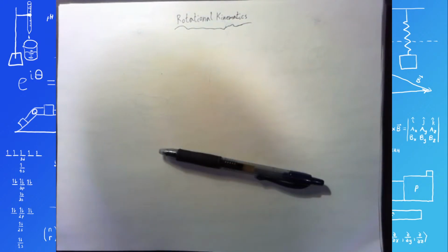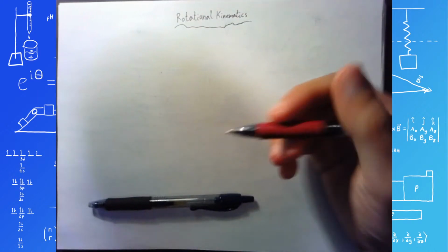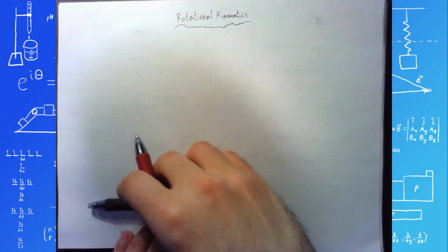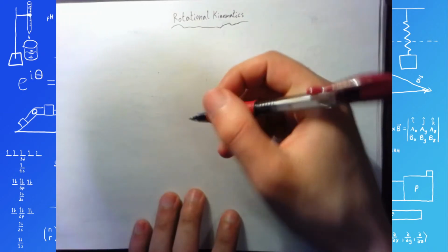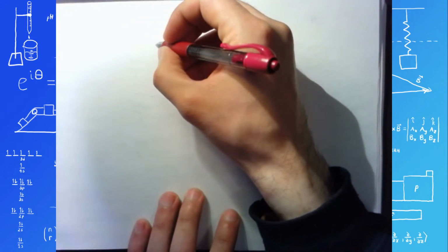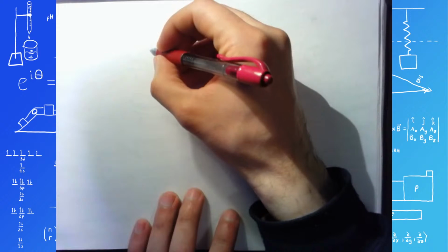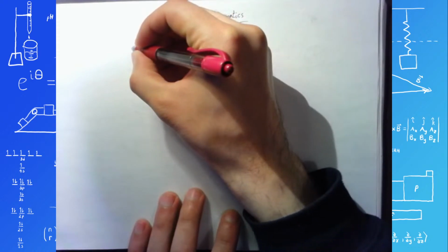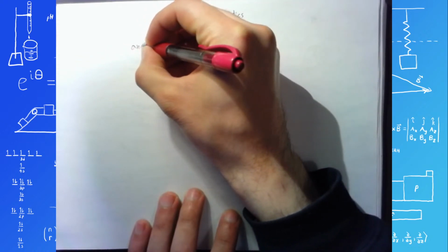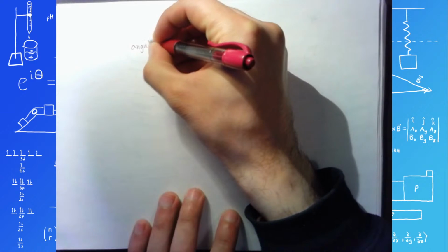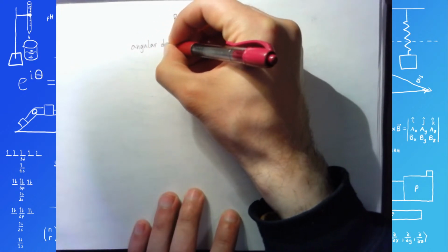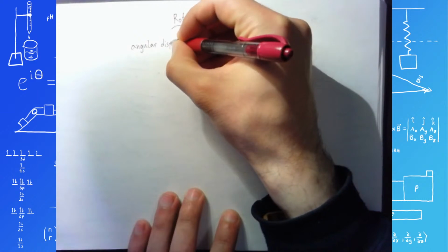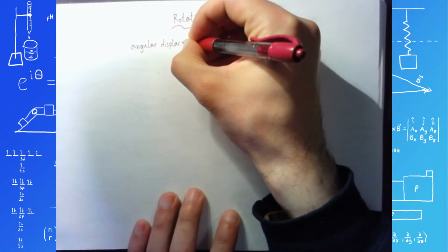So let me just write down some of our new quantities that we're going to deal with. So some new physical quantities, some new rotational quantities that we want to deal with. One is going to be angular displacement, or some people like to call it rotational displacement.